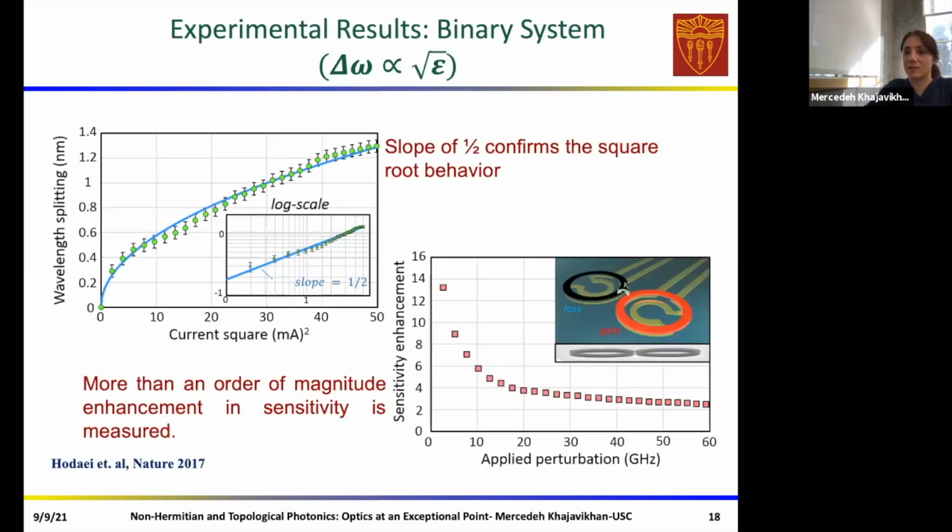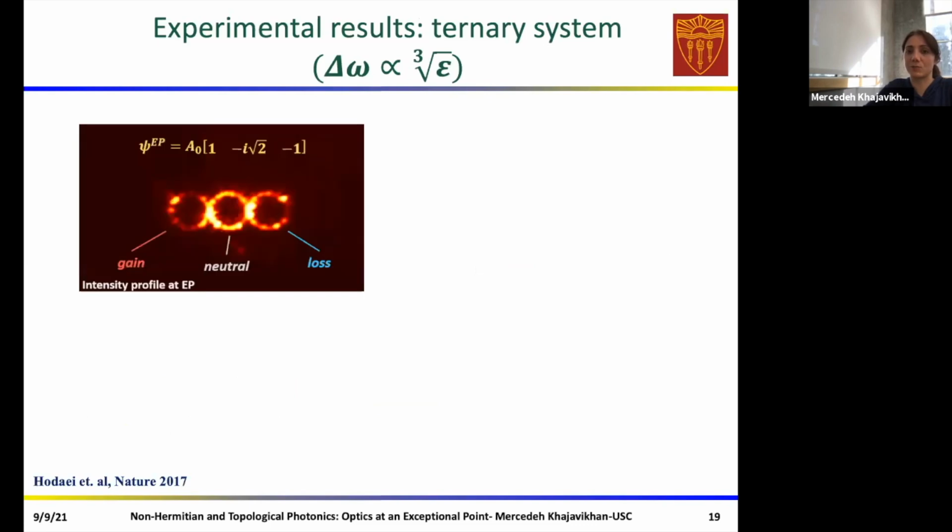Now, this is the result of the second order exceptional point, and this is what we got from the third order exceptional point. I usually like to show this one because it's an interesting way of recognizing an unusual behavior around the exceptional point. So you can see that we had three resonators.